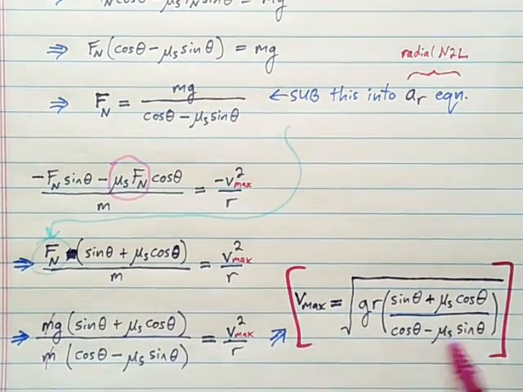Here's the expression for the maximum speed before breaking static friction. See if you can find the minimum speed without breaking static friction.